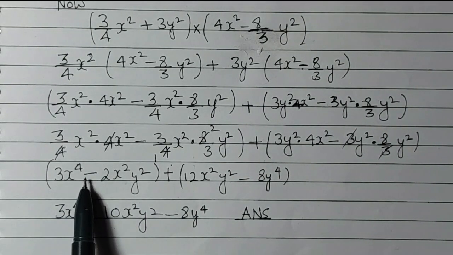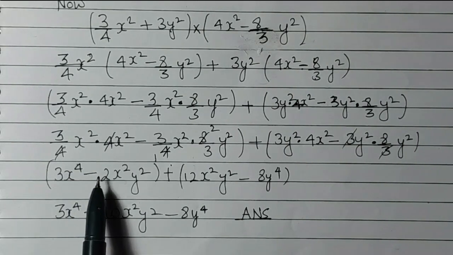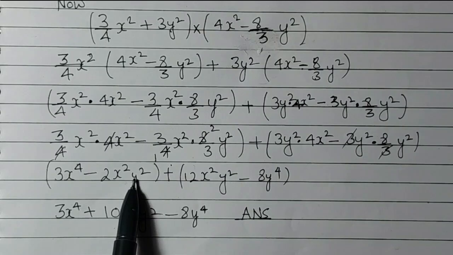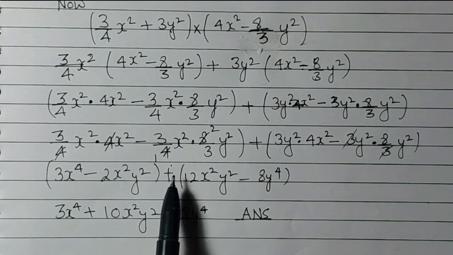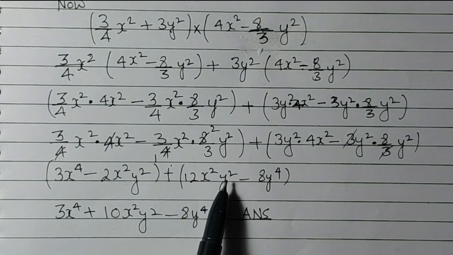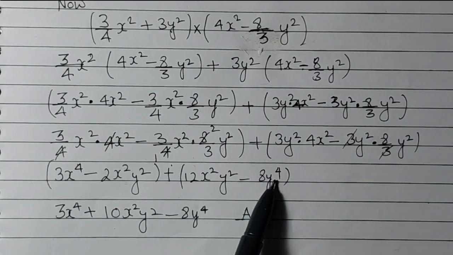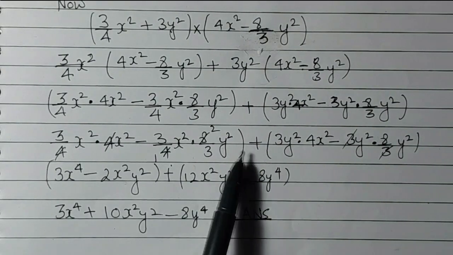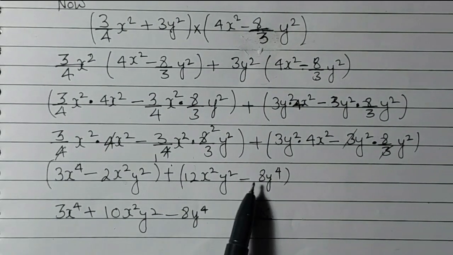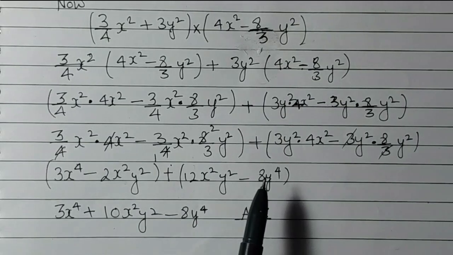After cancellation it becomes 3x⁴ − 2x²y² + 12x²y² − 8y⁴. After cancellation we have got these terms. So now we will adjust them.